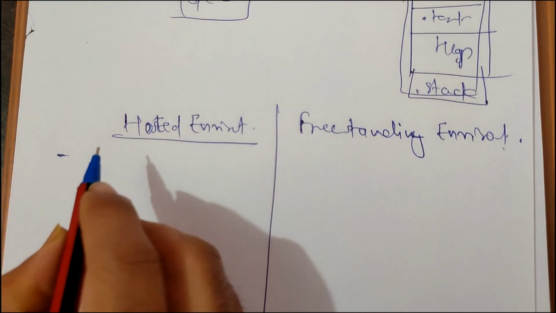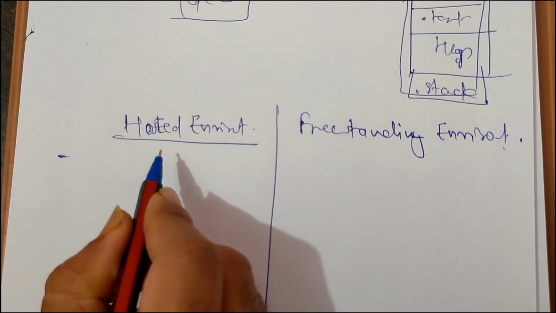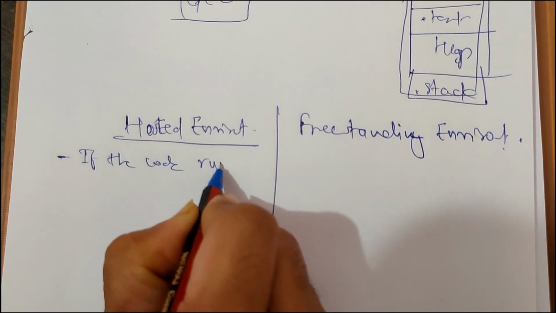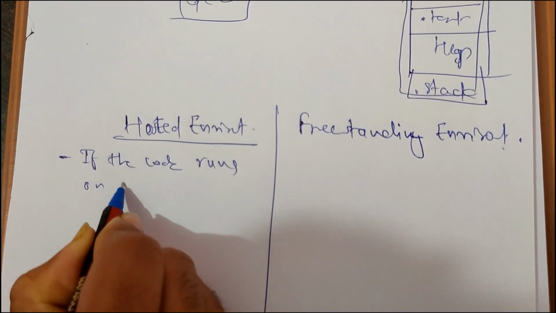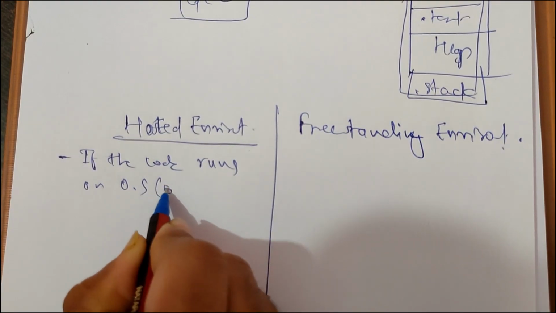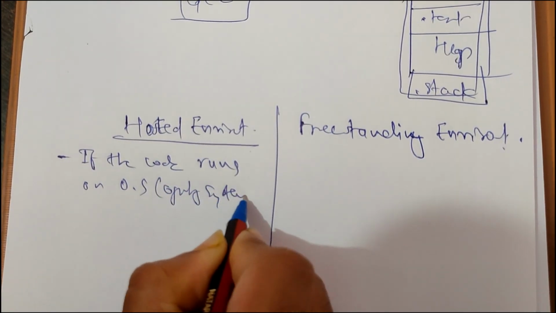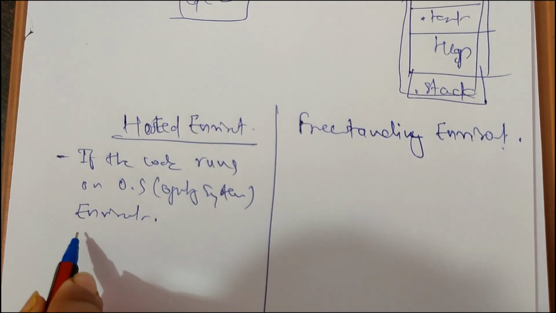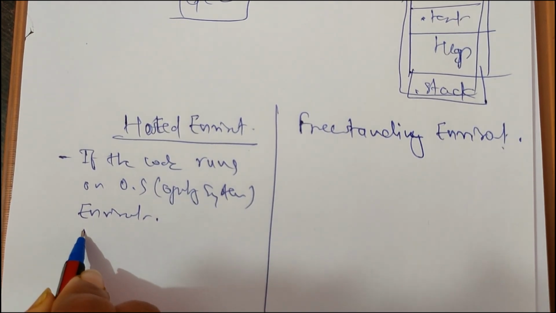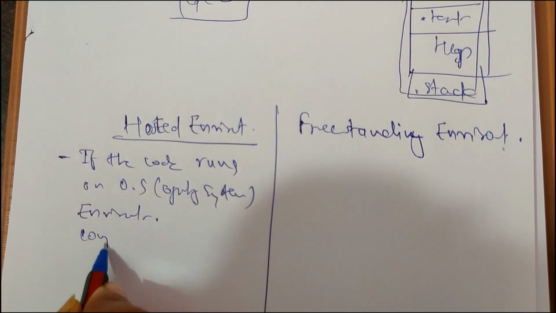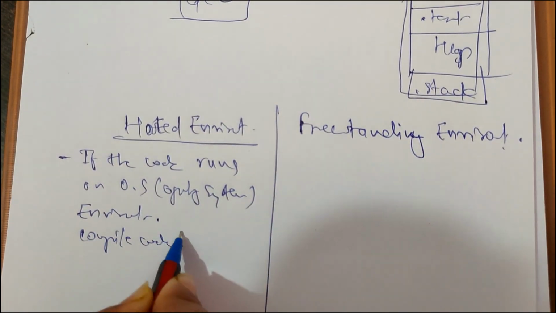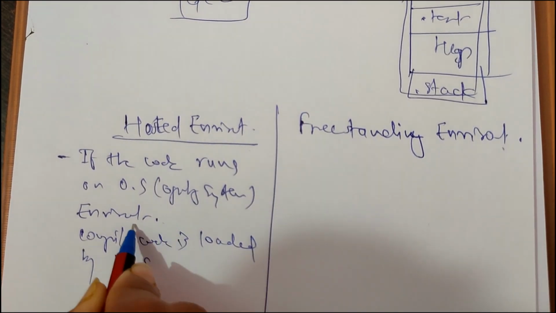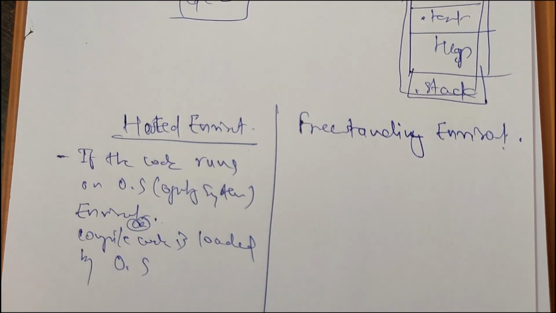If the code runs on an operating system, or OS environment, it means the compiled code is loaded by the OS. Also write, compiled code is loaded by OS. Here I said or, okay, this means the same.